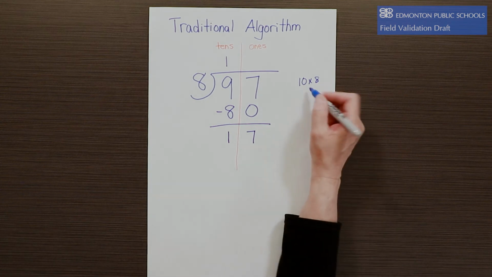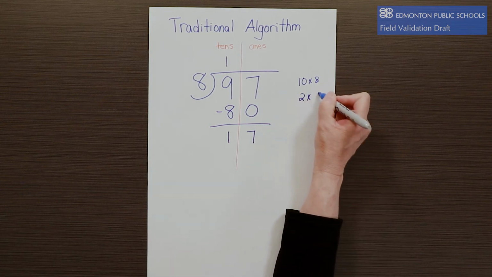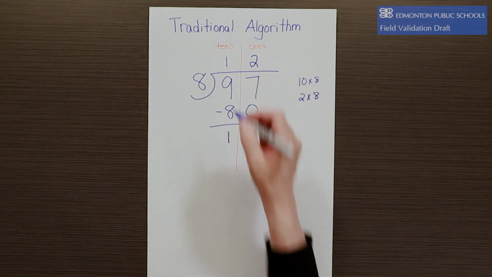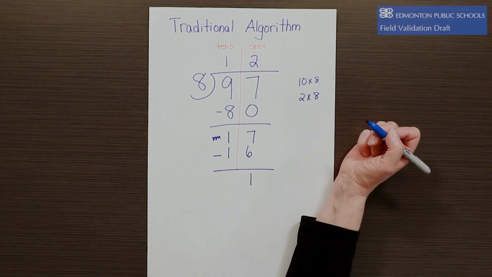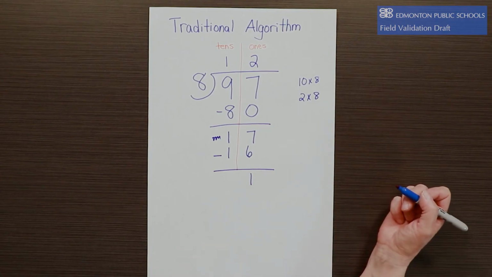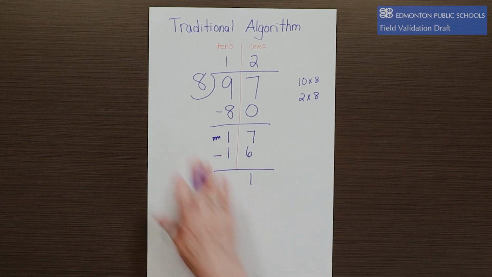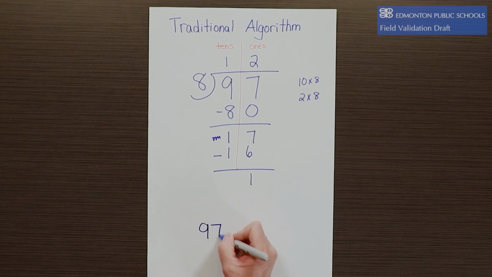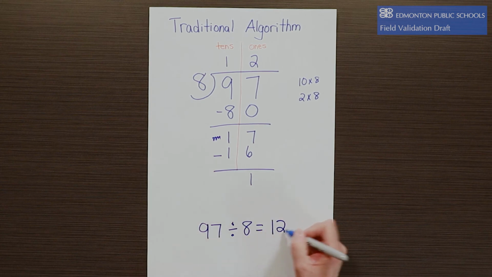I know that 2 times 8 is close to 17. 2 times 8 is 16. I'm going to subtract that. I have 1 left over. So 1 is less than the 8. I know that 97 divided into 8 groups has 12 in each group with 1 remainder.